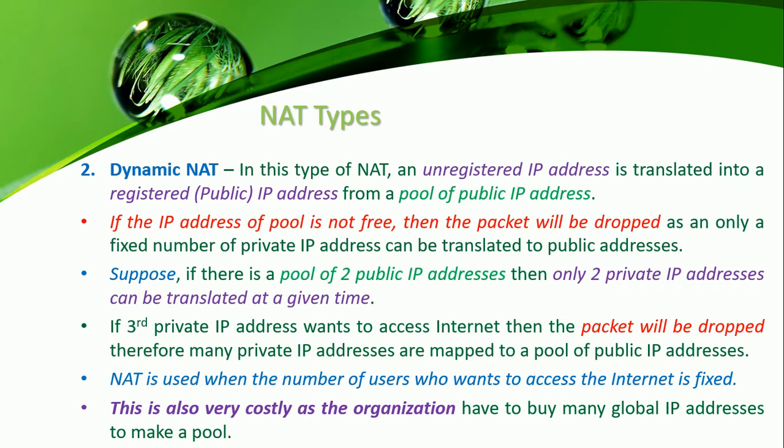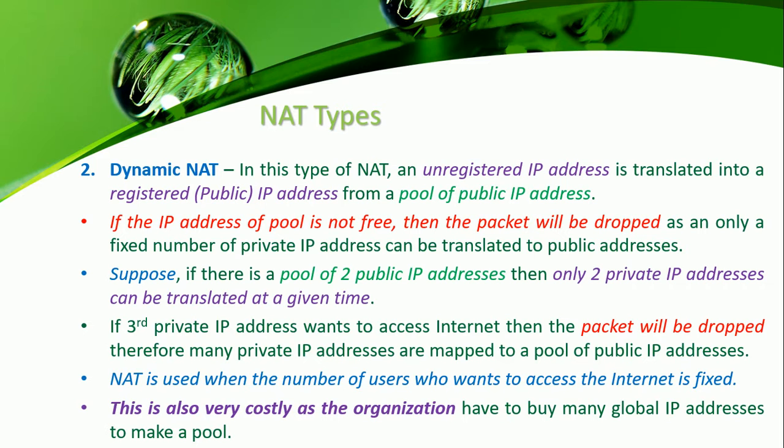In dynamic NAT, an unregistered IP address, meaning a private IP address, is translated to a public IP address, and the public IP addresses form a pool of IP addresses. But if no IP address in the pool is free, then the packet will be dropped.